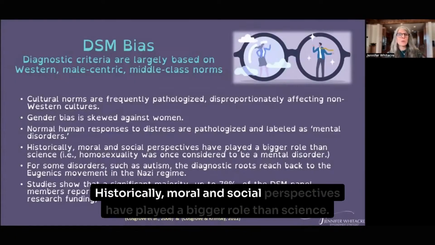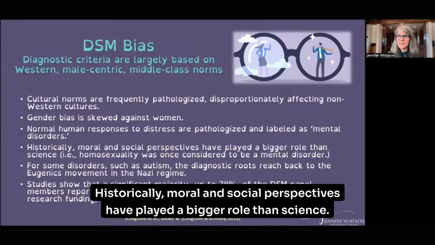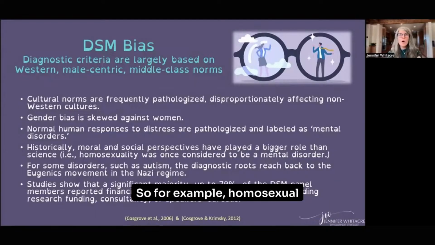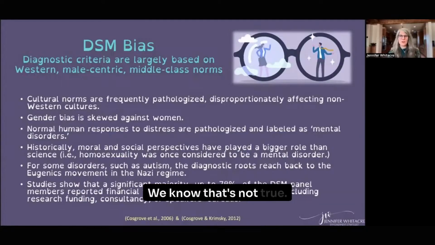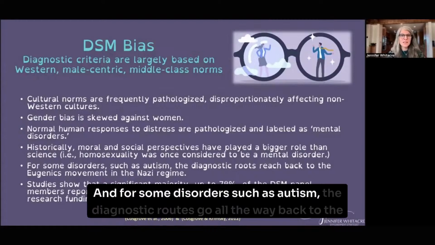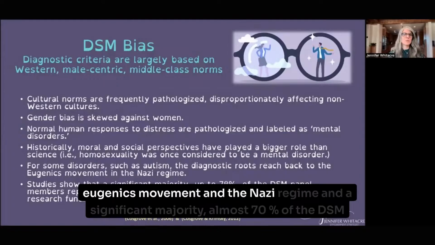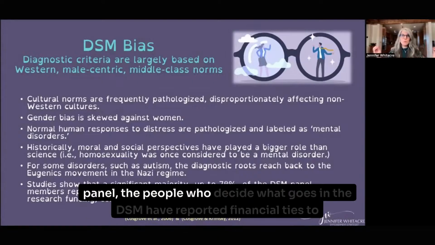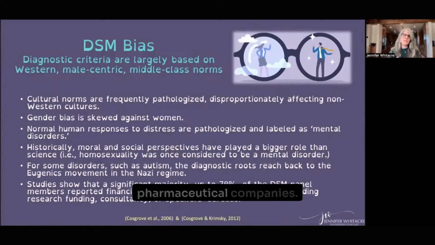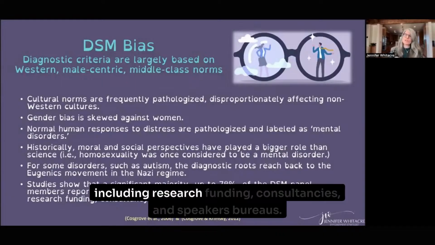Historically, moral and social perspectives have played a bigger role than science. So, for example, homosexuality at one point was considered a mental disorder. We know that's not true. And for some disorders, such as autism, the diagnostic roots go all the way back to the eugenics movement and the Nazi regime. And a significant majority, almost 70% of the DSM panel, the people who decide what goes in the DSM, have reported financial ties to pharmaceutical companies, including research funding, consultancies, and speakers bureaus.